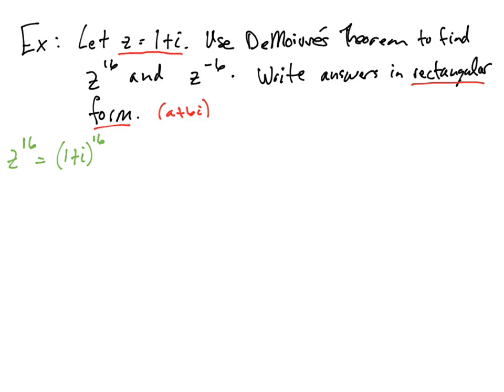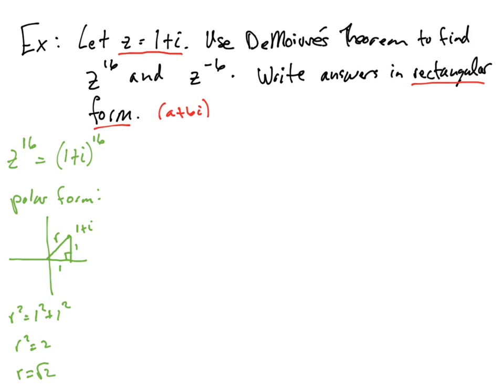Instead of writing 1 plus i as a factor 16 times and multiplying it out, we're going to convert this first into polar form. We need to know what the r value is, and we need to know theta. I'm going to graph this point, 1 plus i right here. The horizontal value is 1, the vertical value is 1, so r squared equals 1 squared plus 1 squared. R squared equals 2, so r is the square root of 2.